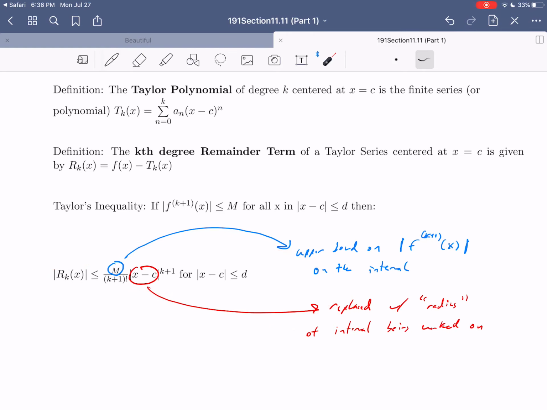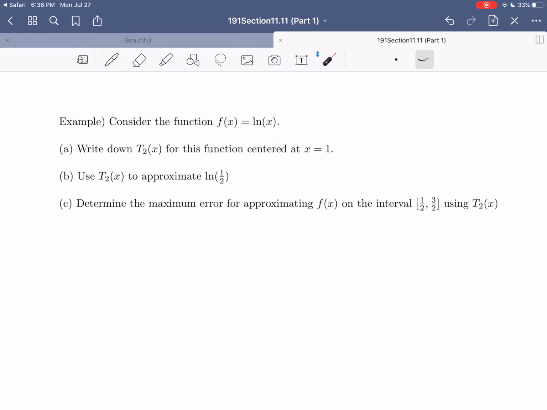Now let's take a look at some examples where we'll build some Taylor polynomials and then measure the error that would be the maximum error if we used one of those Taylor polynomials to estimate something. So let's take a look at our first example here.